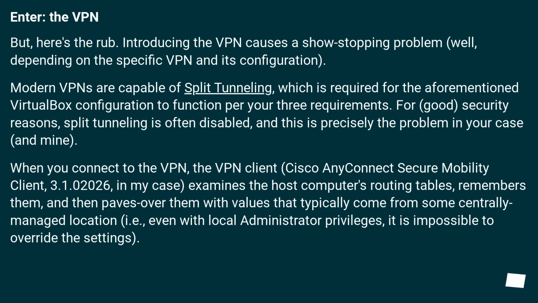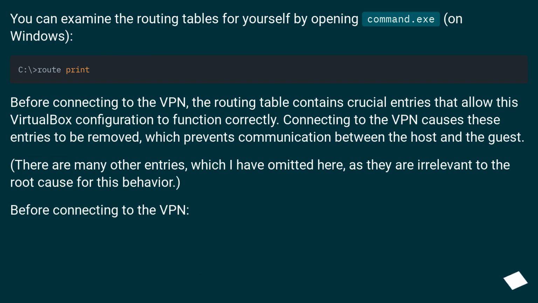When you connect, the VPN client, Cisco AnyConnect Secure Mobility Client 3.1.02026 in my case, examines the host computer's routing tables, remembers them, and then paves over them with values that typically come from some centrally managed location, i.e., even with local administrator privileges, it is impossible to override the settings. You can examine the routing tables for yourself by opening cmd.exe on Windows. Before connecting to the VPN, the routing table contains crucial entries that allow this VirtualBox configuration to function correctly. Connecting to the VPN causes these entries to be removed, which prevents communication between the host and the guest.